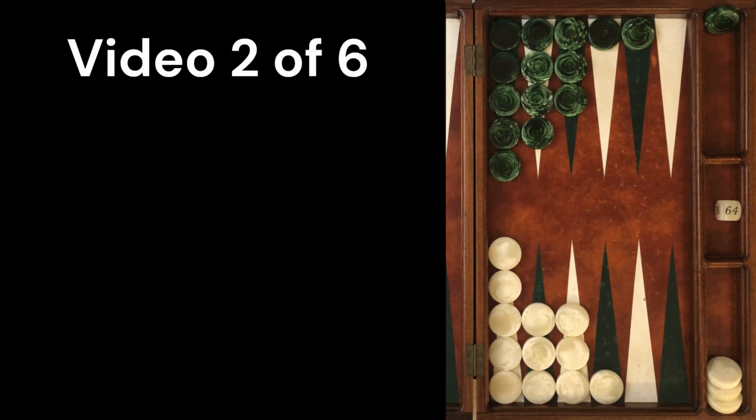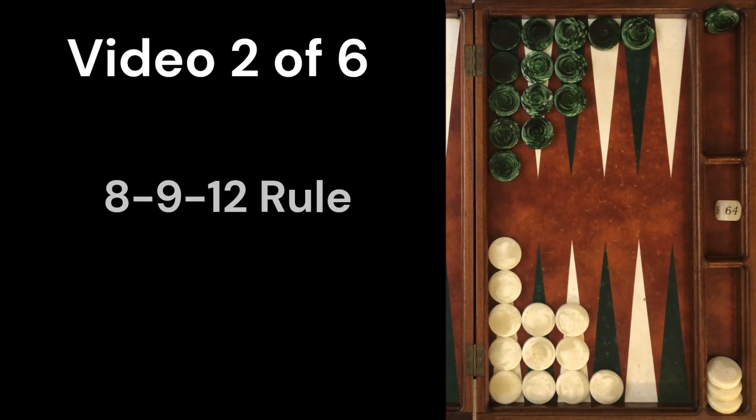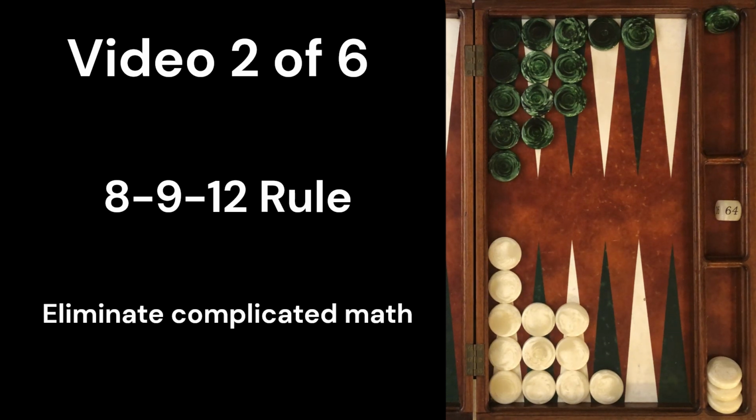Welcome to the second video of 6 in our series on non-contact doubling cube decisions. This video will focus on the 8-9-12 rule. We will also offer an alternative to traditional division as we try to simplify and reduce the math and calculations. And we will finish with a few observations that will reveal some shortcuts.